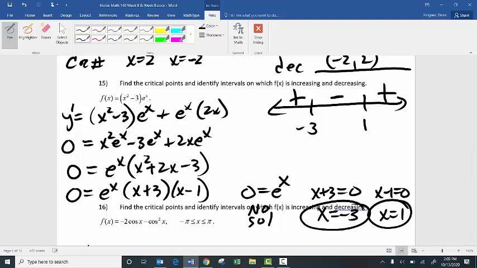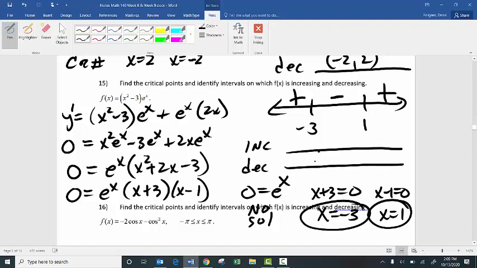So then when you get your increasing and decreasing, increasing is going to be similar to last time, and then decreasing. So the decreasing would be from -3 to 1, and then your increasing is negative infinity to -3, union 1 to infinity. All right? So let's do one more, and then we'll stop the video.